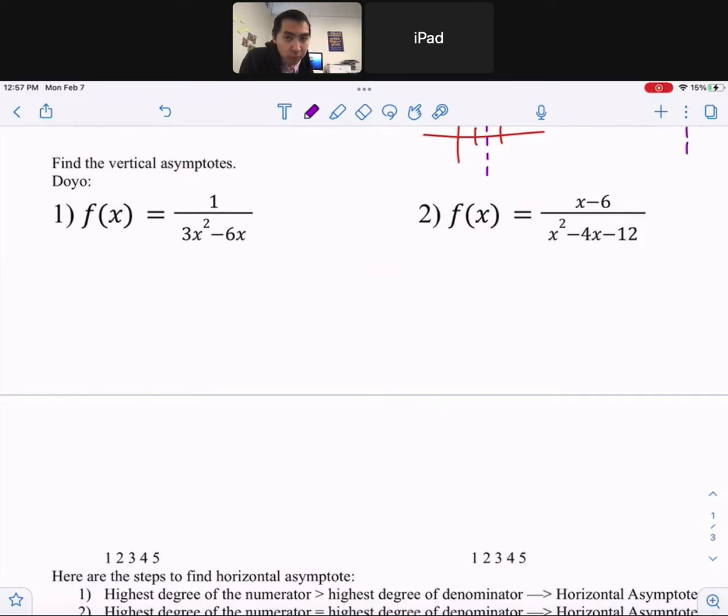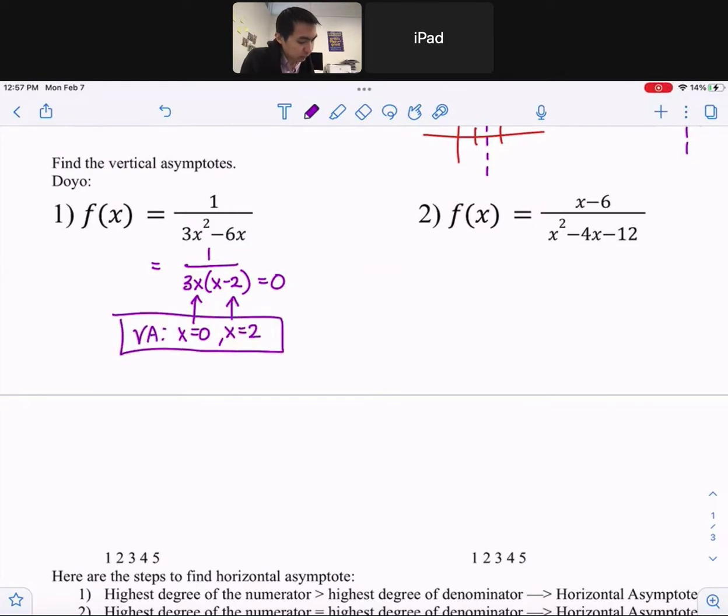Okay, so the bottom, you can factor out a 3x from both to get x minus 2. Then you set the denominator equal to 0. In order to get 3x to be 0, x would have to equal 0. In order for this factor to be 0, x would have to equal 2. And those two would be your vertical asymptotes.